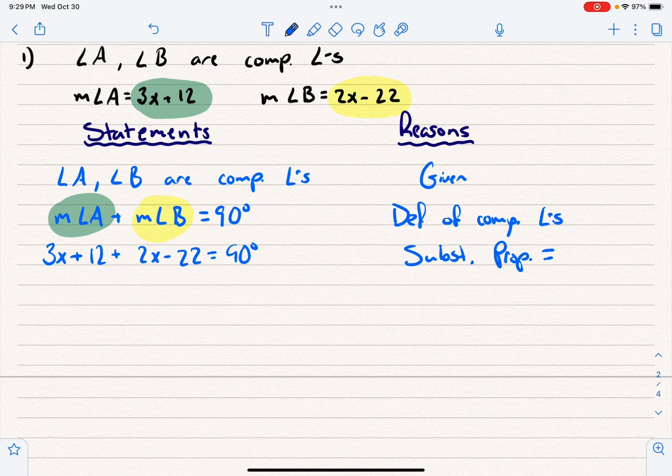At that point, we can bring things together and combine like terms. And we say 3x plus 2x is 5x. 12 minus 22 is negative 10. All that equals 90. If someone said, well, why are you allowed to do that? All we did was simplify.